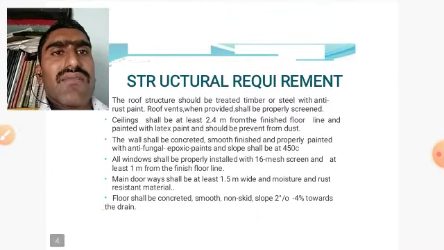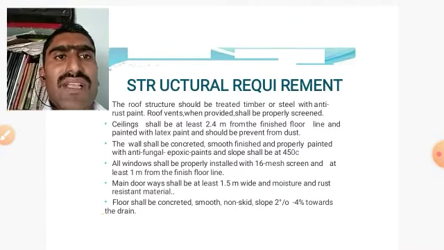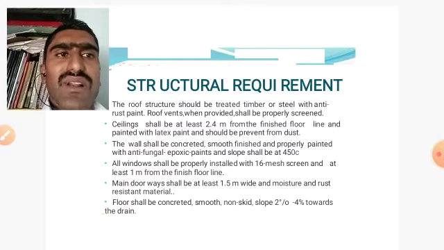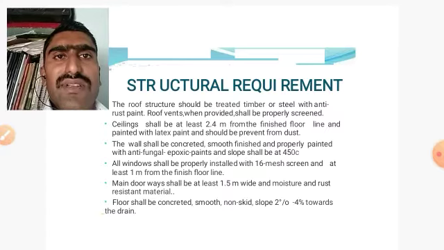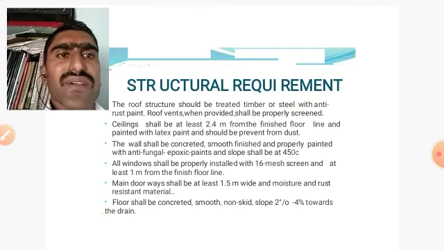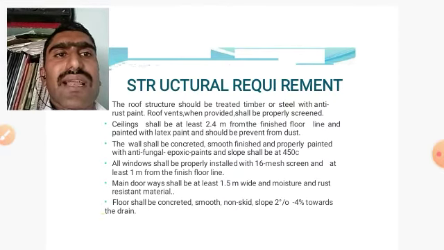Now let's see the structural requirements of the tissue culture lab. The roof structure should be treated timber or steel with anti-rust paint. Anti-rust paint should be given to the roof. Roof vents, when provided, shall be properly screened. The ceiling shall be at least 2.5 meters from the finished floor line and painted with latex paint, and should prevent dust.